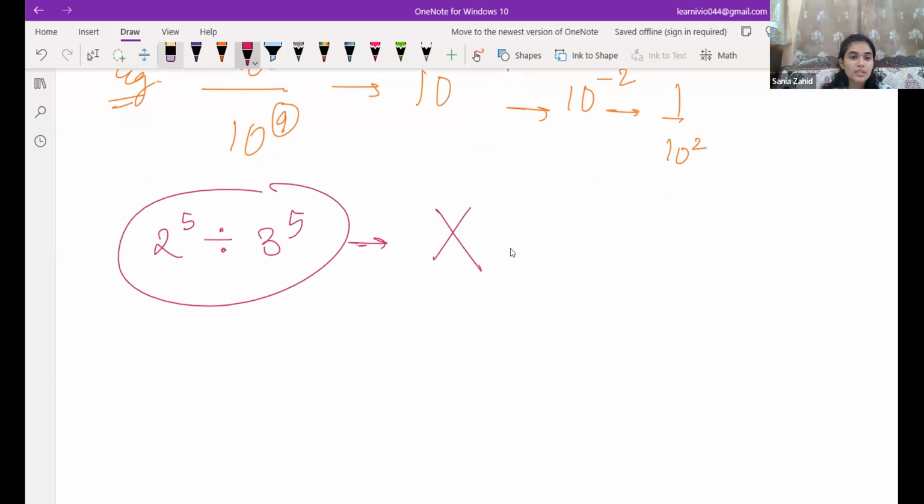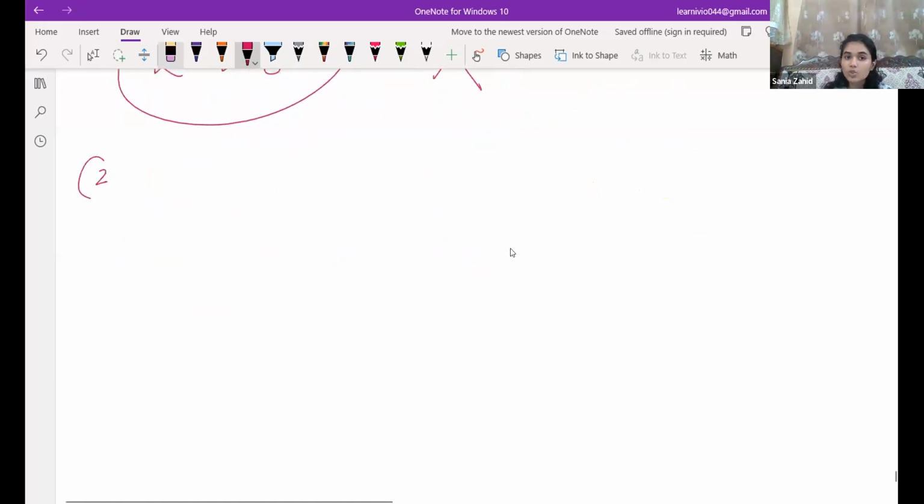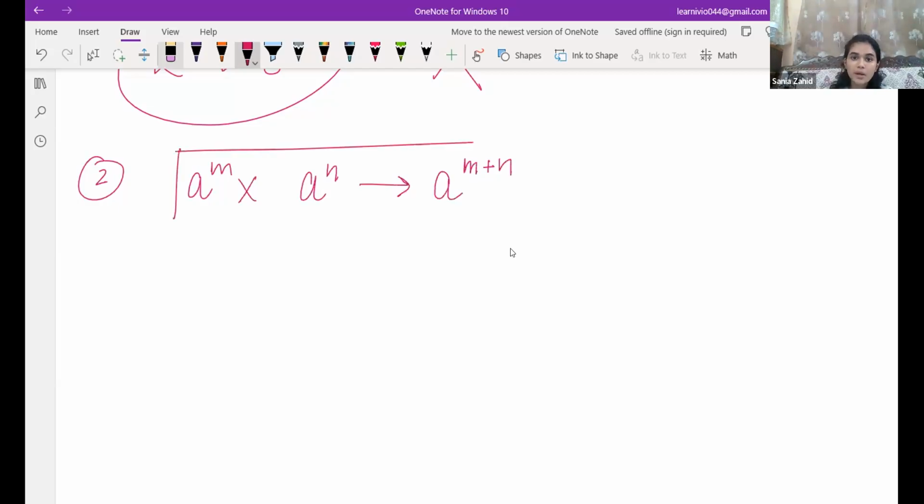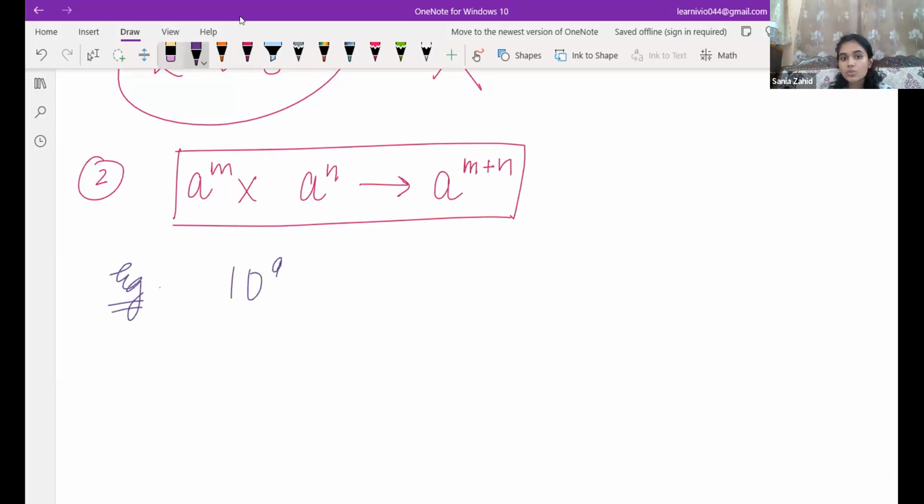Right? Okay, the next law is, you have same bases, different powers, m and n, and you are multiplying them. So in your answer, you will write a to the power m plus n. You will add the powers, right? Now, an example for this can be, I say 10 to the power 9 into 10 to the power 8. So what does your answer become? 10 to the power 9 plus 8, that's 10 to the power 17, right?